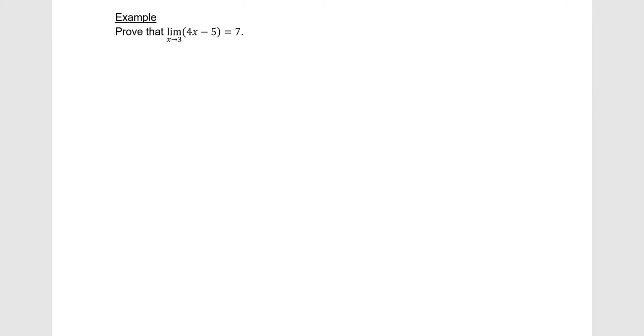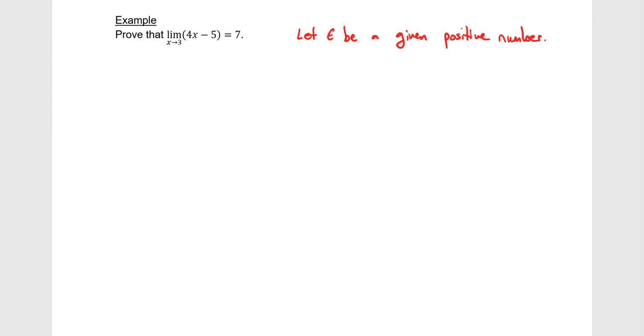All right, now let's actually do a proof here. Let's prove that the limit of 4x minus 5 as x approaches 3 equals 7. We know it equals 7 because we can just plug in the 3: 4 times 3 minus 5 equals 7, but we're going to prove it using the epsilon-delta proof. Even though these questions can be a little bit confusing, the good thing is that we do most of them the same exact way, following these steps.